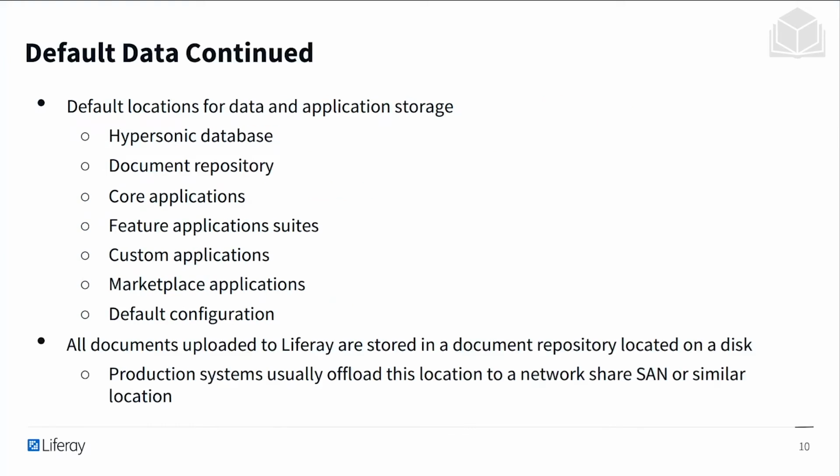Then there's also default locations for data and application storage. We have the hypersonic database, the document repository, core applications, feature application suites, custom applications, marketplace applications, and the default configuration. All documents uploaded to Liferay are stored in a document repository located on a disk, and production systems usually offload this location to a network shared SAN or similar location.